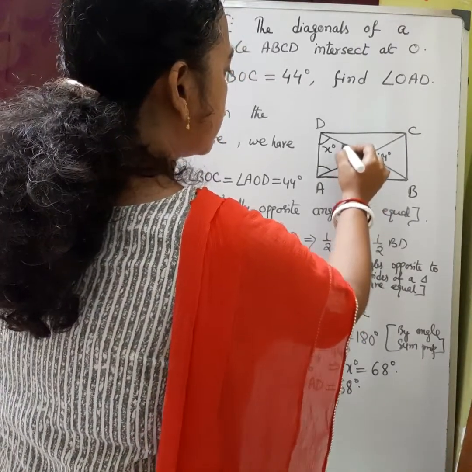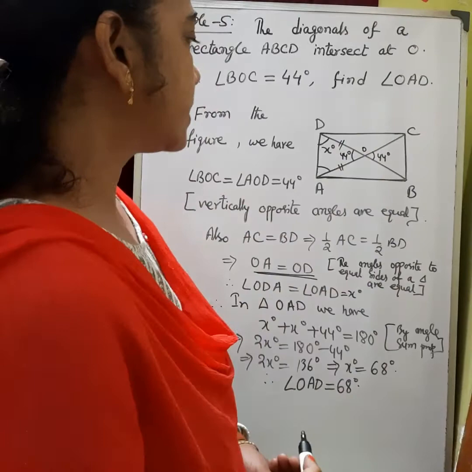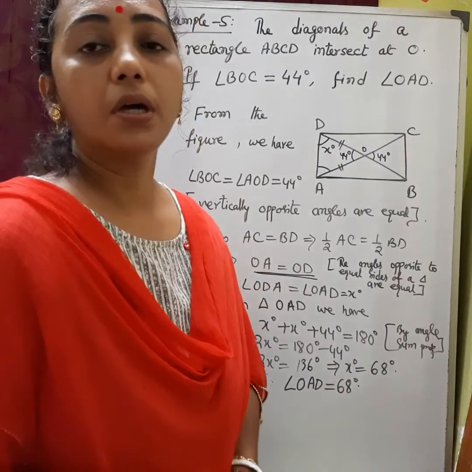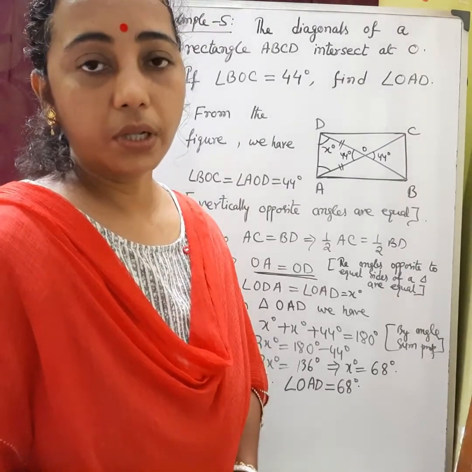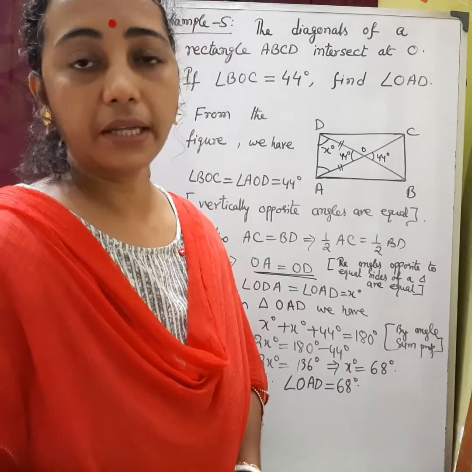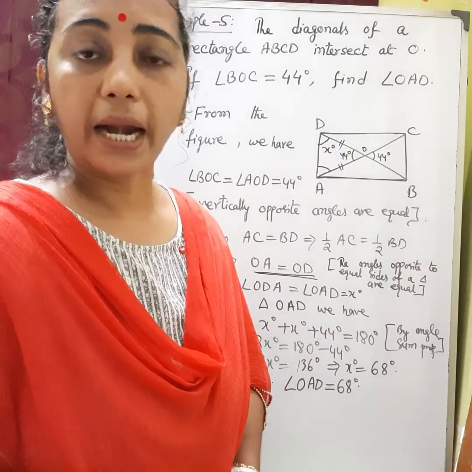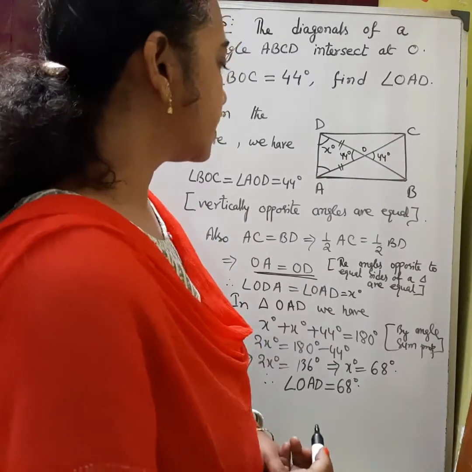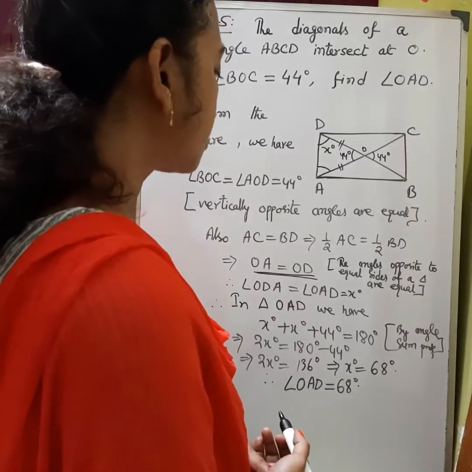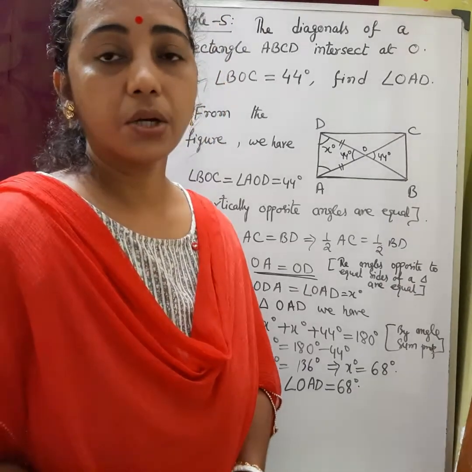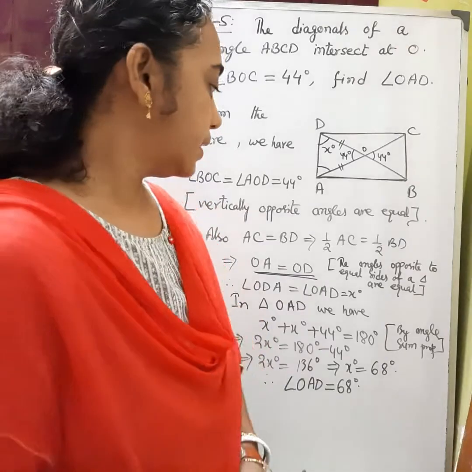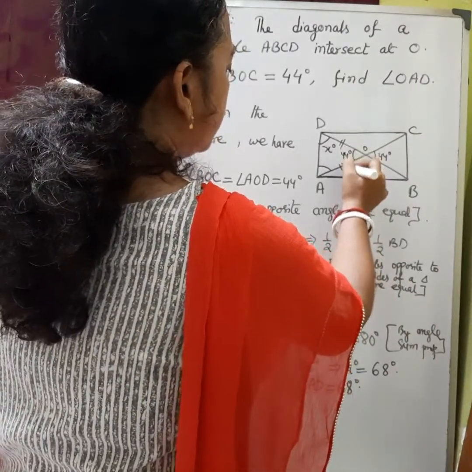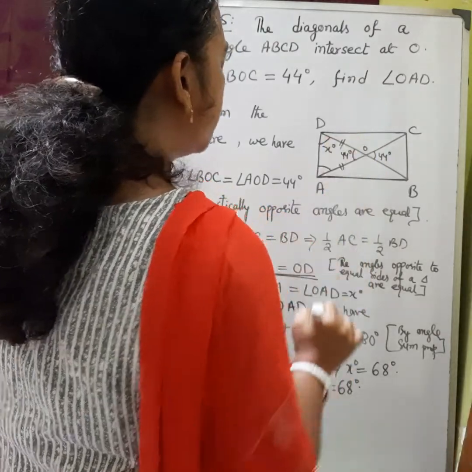So OA is equal to OD. Now if we consider triangle AOD, in a triangle if two sides are equal, then that triangle is called an isosceles triangle. So here triangle AOD is an isosceles triangle, and the angles opposite to equal sides of an isosceles triangle are equal. So here the opposite sides are equal, so their opposite angles are also equal.